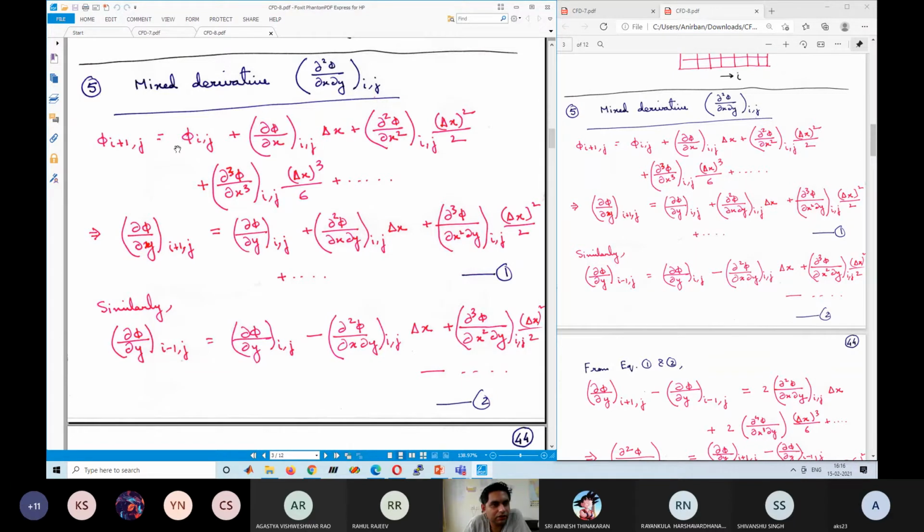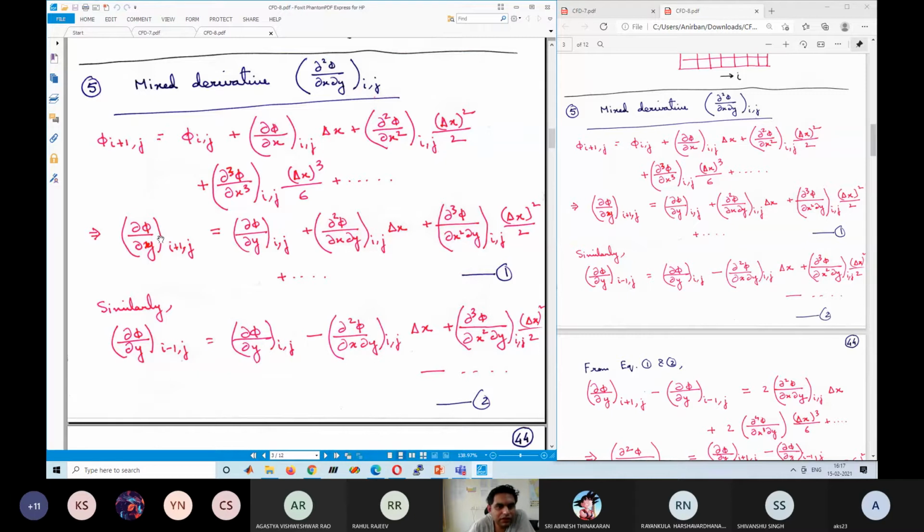Now, instead of stopping here, we are going to take another derivative. What we see here is that all the derivatives are with respect to x. So now to get a mixed derivative, we will take a derivative of both the sides with respect to y, so that this derivative becomes a mixed derivative. This is our target.